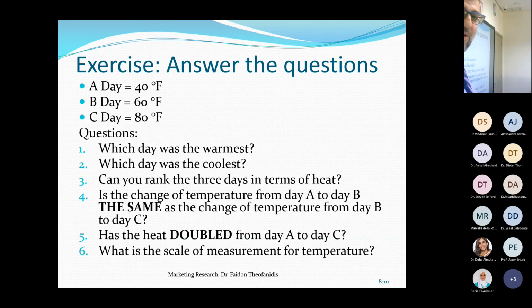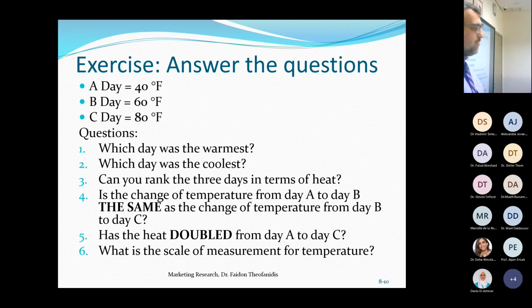Warmest: C, right? Digital audience, do you agree? Most probably they agree. Which day was the coolest? Which is the opposite? You tell me the name of the day. Day A was the coolest. Anybody disagree? No. Can you rank the 3 days in terms of heat, from the hottest to the coolest? C, B, and A, correct.